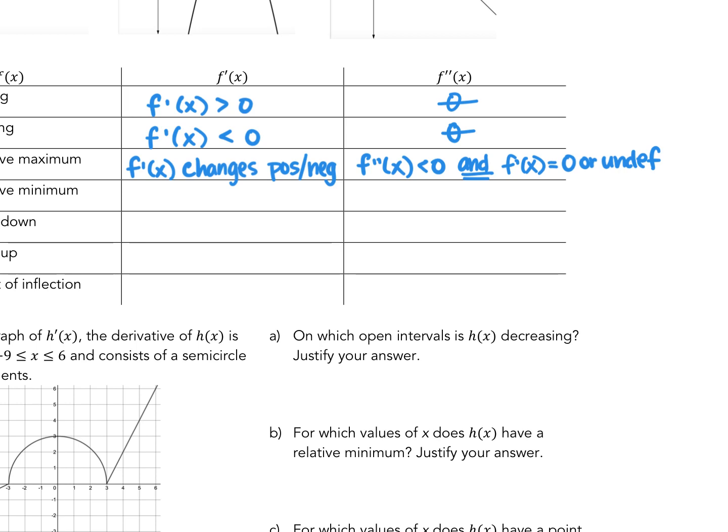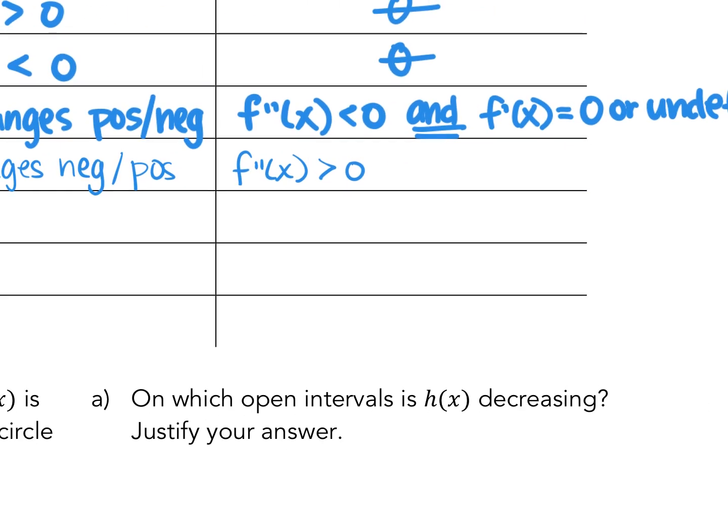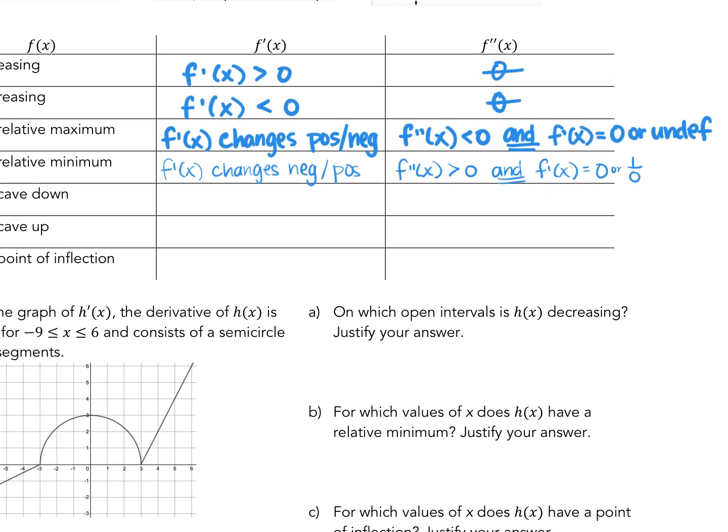And then the minimum is sort of the opposite. So we'll have F prime of X changes from negative to positive, or F double prime of X is greater than 0, so it's concave up, along with, at the same time, F prime of X being equal to 0 or 1 over 0, which is undefined. So if you forget the "and" part, you often would get a note from me or a note from the grader, insufficient. It's not enough just to have one. You got to have both.